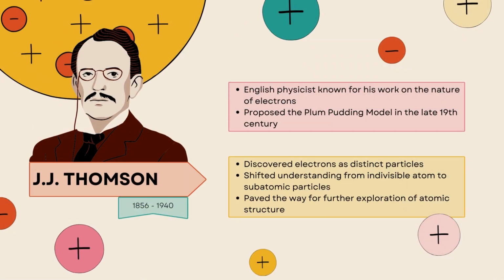J.J. Thomson, English physicist known for his work on the nature of electrons, proposed the plum pudding model in the late 19th century. Discovered electrons as distinct particles. Shifted understanding from indivisible atom to subatomic particles. Paved the way for further exploration of atomic structure.